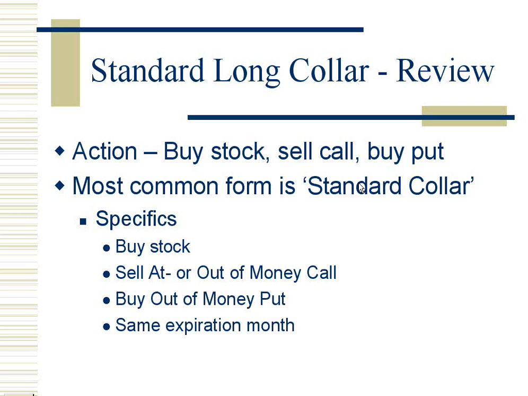We're going to look at some scenarios with a standard collar form and some adjustments we can make. Remember the specifics of a standard collar. We'll buy stock. Let's say we buy shares of stock at $50 per share. We might sell the one month out at or out of the money call.